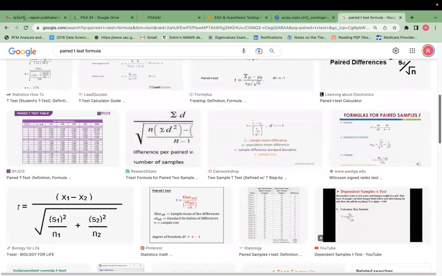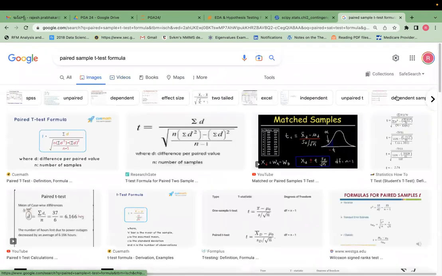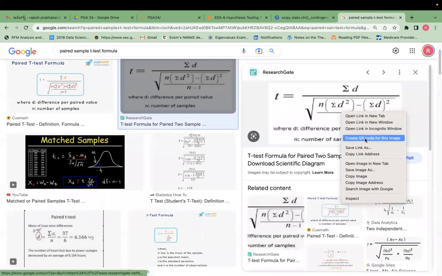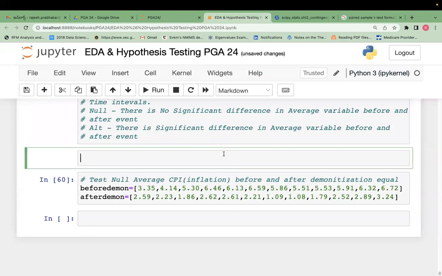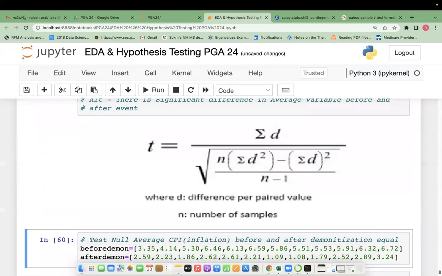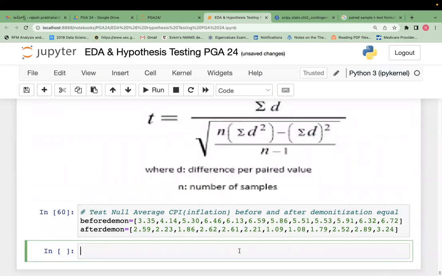Paired sample t-test. There is a formula. One second, let me just copy the formula and then you can look at it. So this is the formula: sigma d by n into sigma d square minus sigma d whole square divided by n minus 1. D is the difference between before and after for each value.